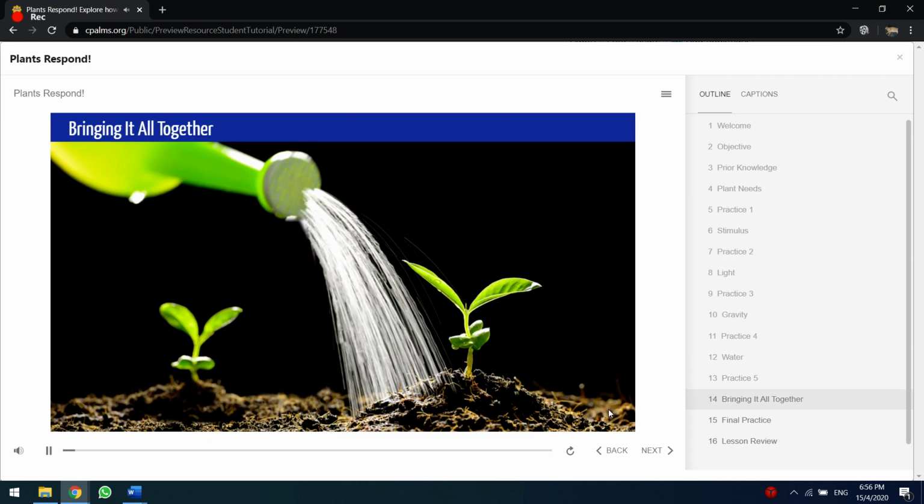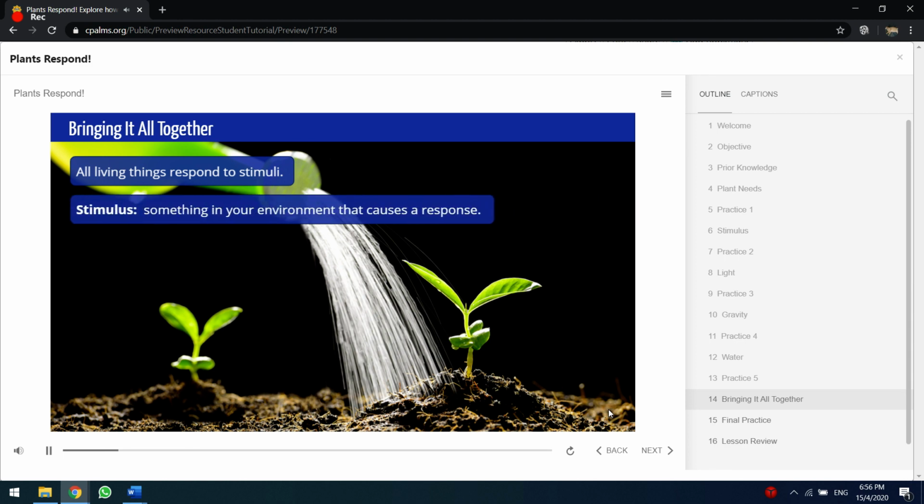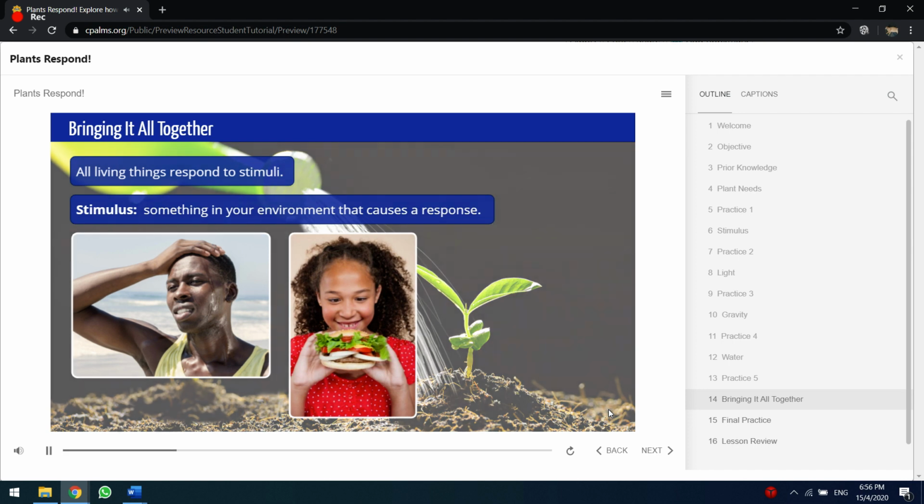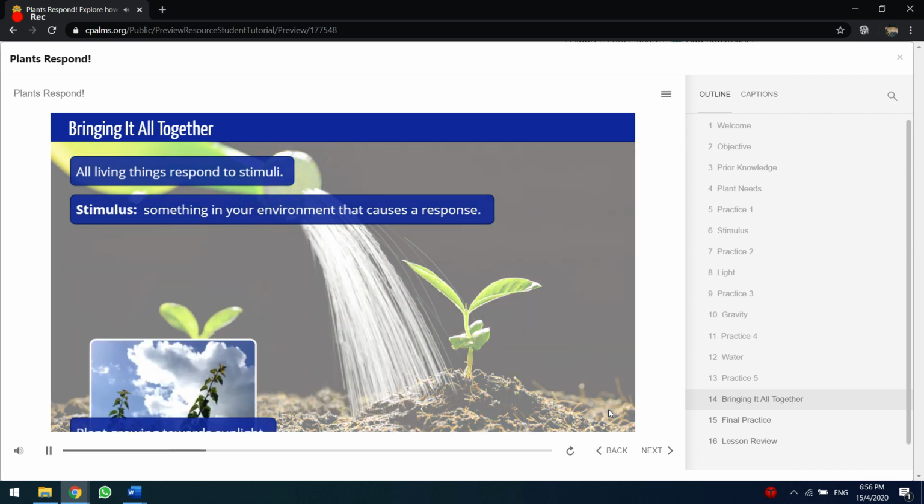Let's bring all that we've learned together. We know that all living things respond to stimuli. We also know that stimuli are things in your environment that cause a response. Examples of stimuli would include water, heat, and hunger, all of which cause a response. Plants respond to specific stimuli like water, gravity, and light.